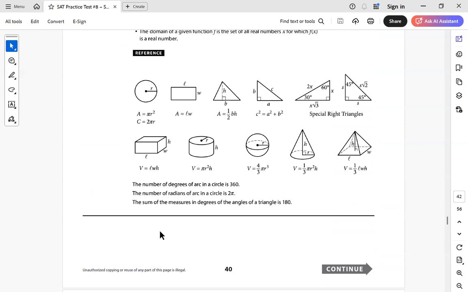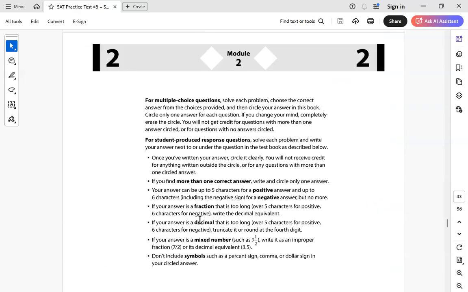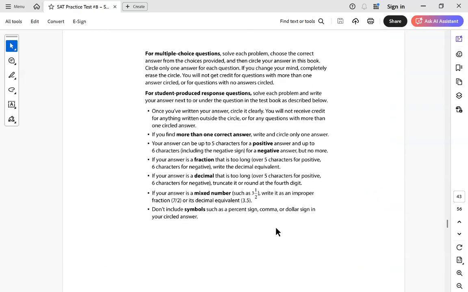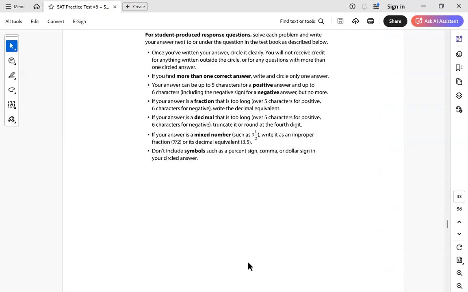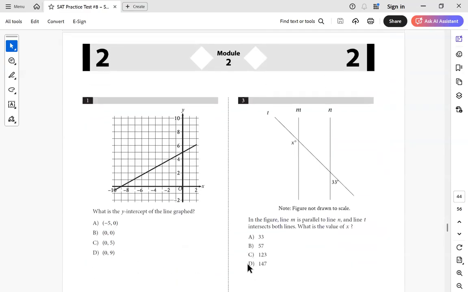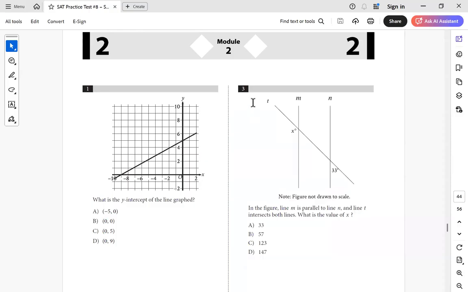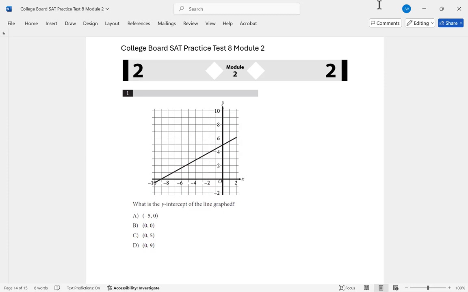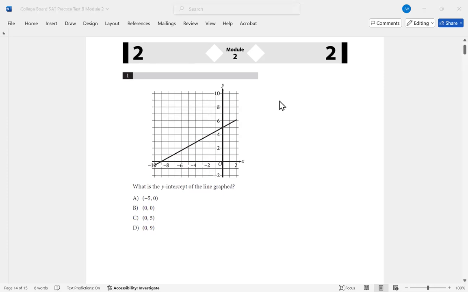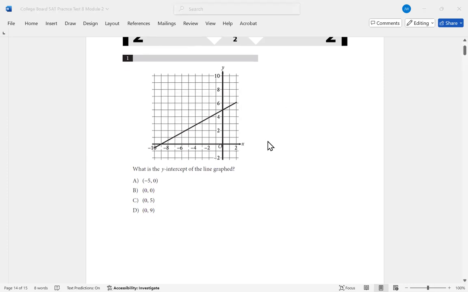The first page of this module has a formula and a fact sheet. The second page of the module describes how to format your answers. And then the questions start. So module 2, questions start right here. So let's go ahead and do these questions of module 2 practice test number 8. So here we go. Question 1.